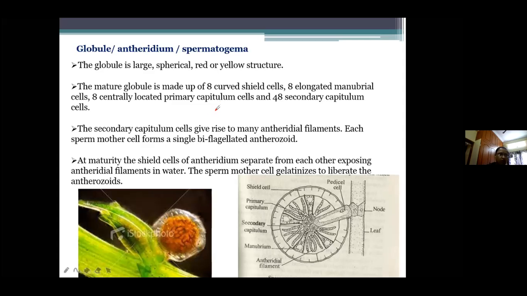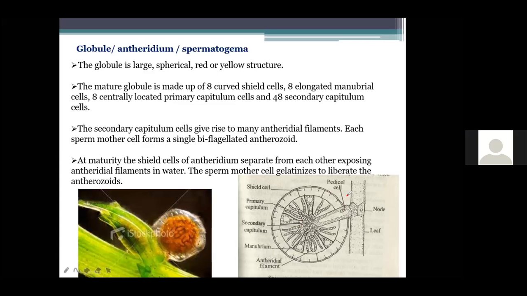Structure of globule. See here, girls, it is spherical. This is the globule, girls. See, the diagram is there. These two diagrams show the globule structure. It is spherical, reddish in color, and consists of a pedicel. And this is the pedicel, girls. See here in the diagram, the pedicel is there.